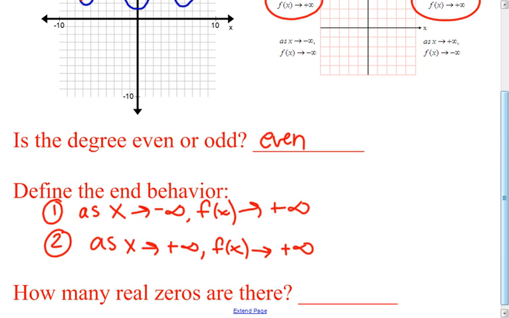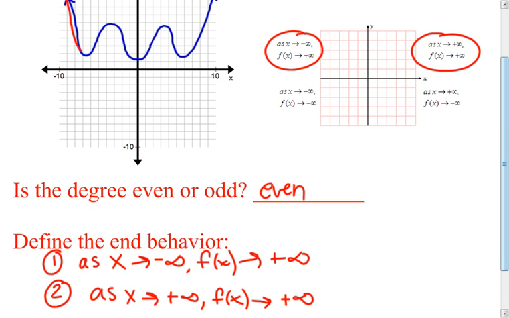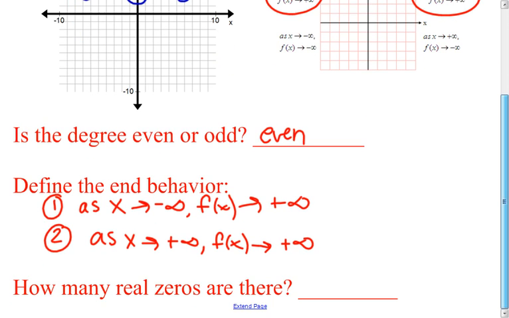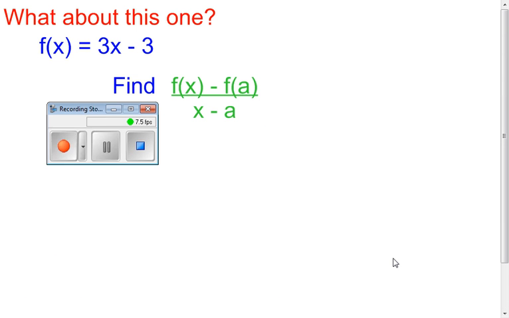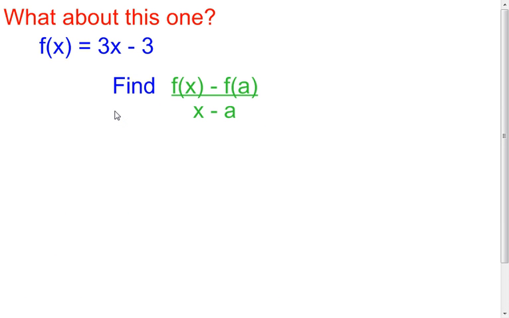How many real zeros are there? This graph does not cross the x-axis in any spot at all, so there are no real zeros here, which is entirely possible. Okay, that should do it for this time. Okay, I lied. Sorry, I have this last little problem I have to do.